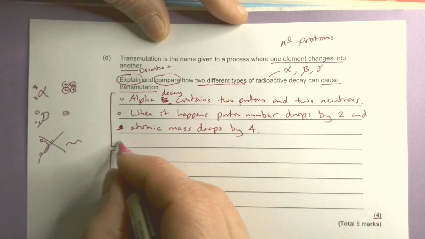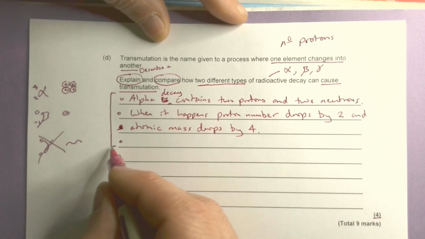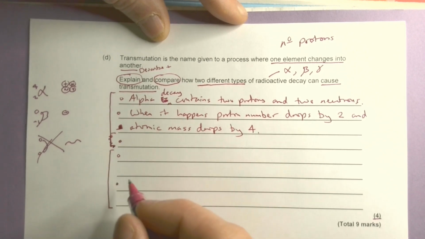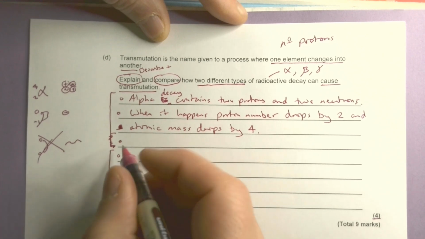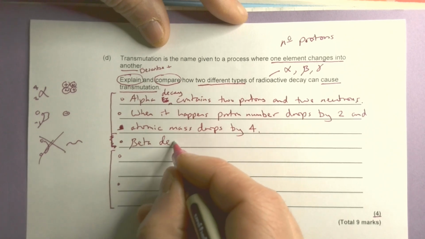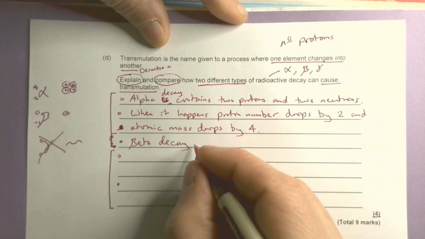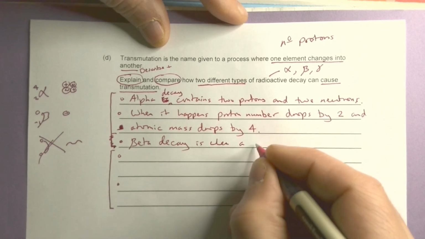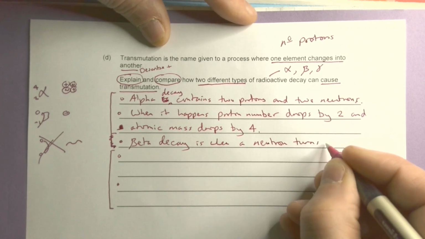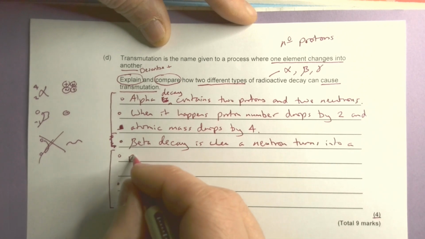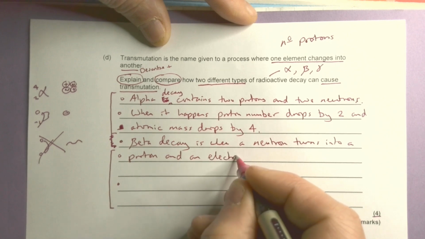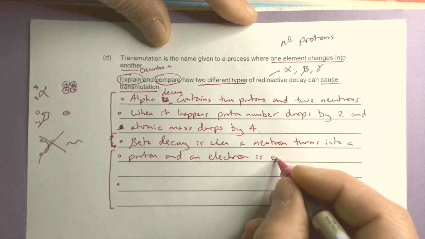Okay, I'm going to start with alpha here. I'm just thinking about how I'm going to fit in my comparison here. So I might have to add an extra line in a moment. So let's go for beta decay. Beta decay is when a neutron turns into a proton and an electron is ejected.